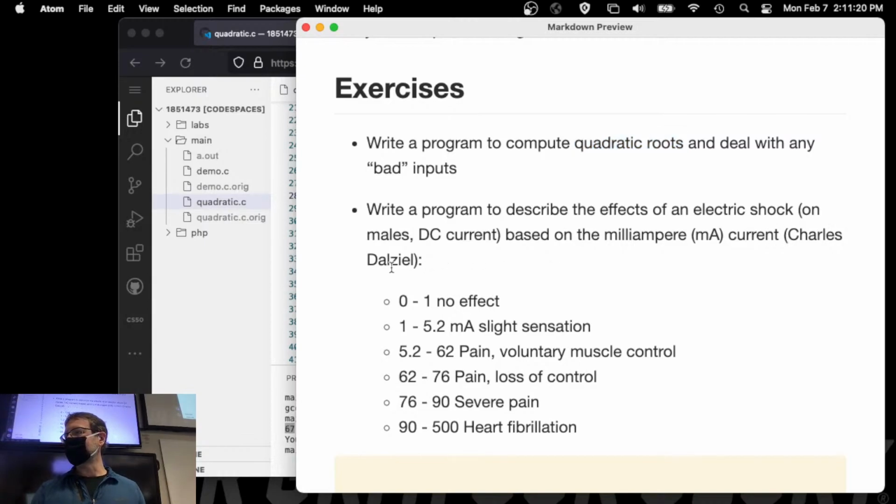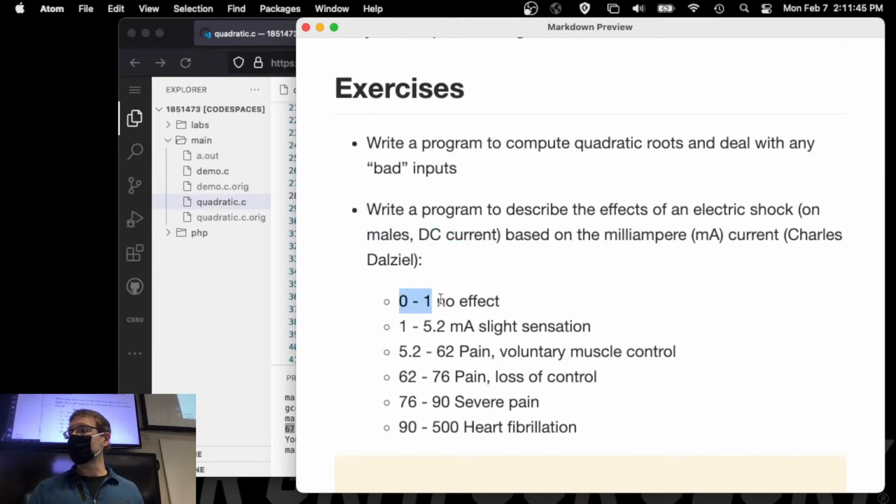Charles Dalziel, I found this a while ago. It was just a study on how does an electric shock feel. And so it turns out that for men and women, it's completely different scales for whatever reason, right? And it also depends on whether or not it's direct current, alternating current, or stuff like that. It can vary wildly. So I just chose one of these things, males and direct current.